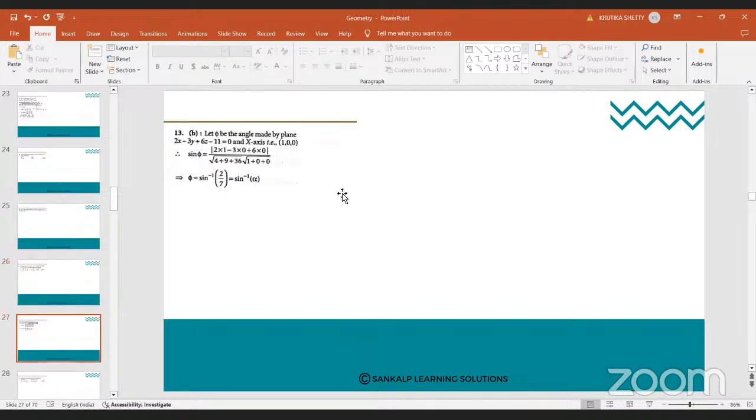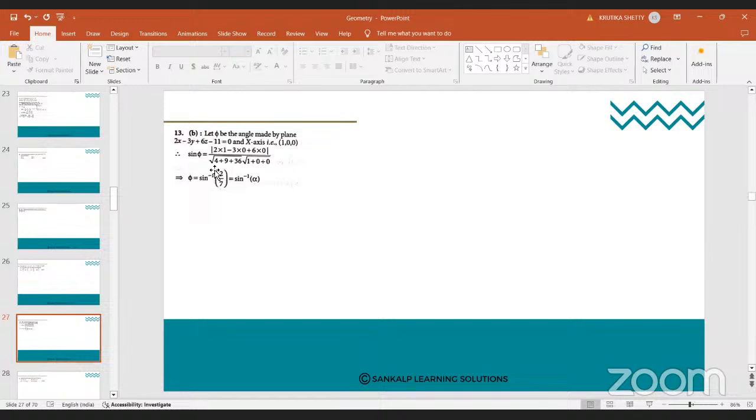See how we can do this one. Okay, see let phi be the angle made by the plane with the x-axis. So see, plane is given and the x-axis direction cosines will be 1 comma 0 comma 0. So sine phi will be equal to the dot product of this. So 2 into 1 minus 3 into 0 plus 6 into 0 divided by root of 4 plus 9 plus 36 into root of 1 plus 0 plus 0.